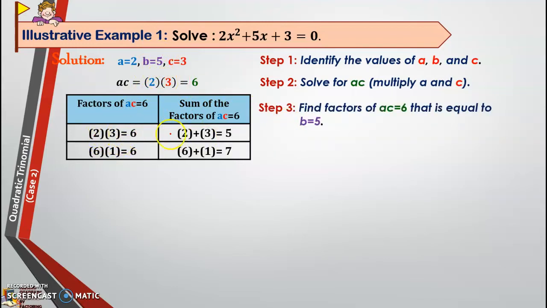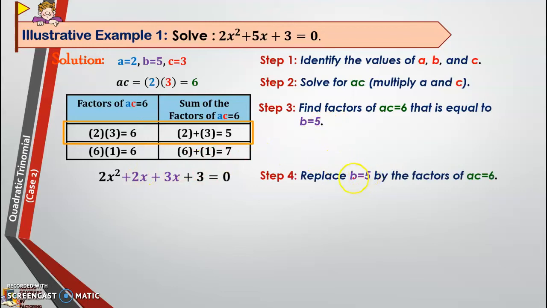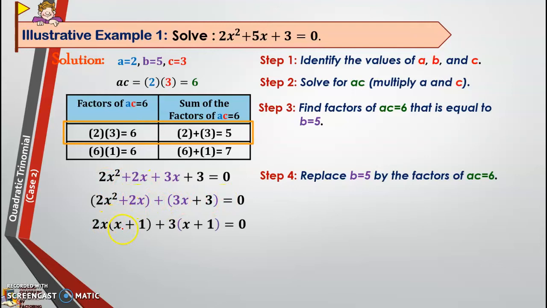Which is 2 times 3, since 2 plus 3 is equal to 5. That is what we will use. Now we separate or replace the b, 5x, by the factors. So 5x, we split, becomes 2x and 3x. After that, group the terms that have common factors, like 2x squared plus 2x. The other is 3x plus 3. The common factor here is 2x: 2x(x plus 1) plus 3(x plus 1) equal to 0.